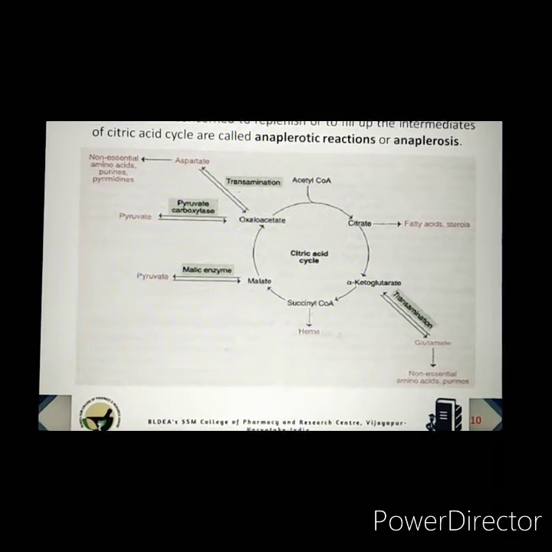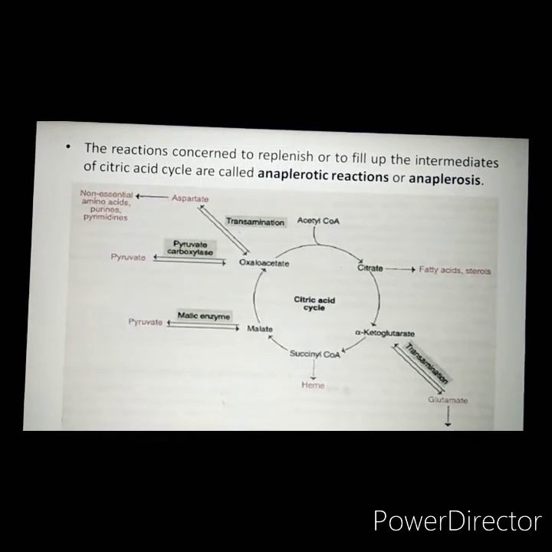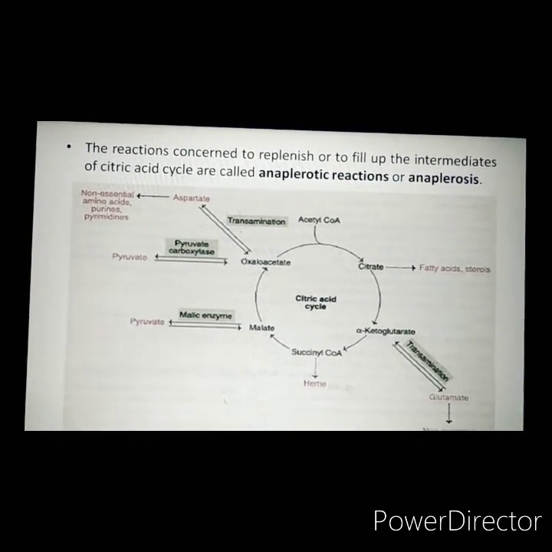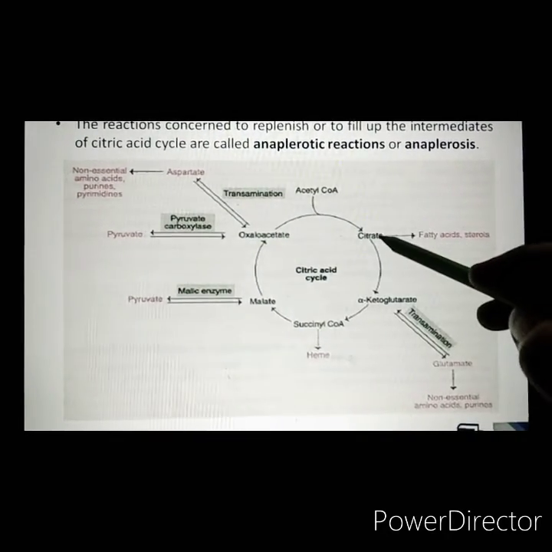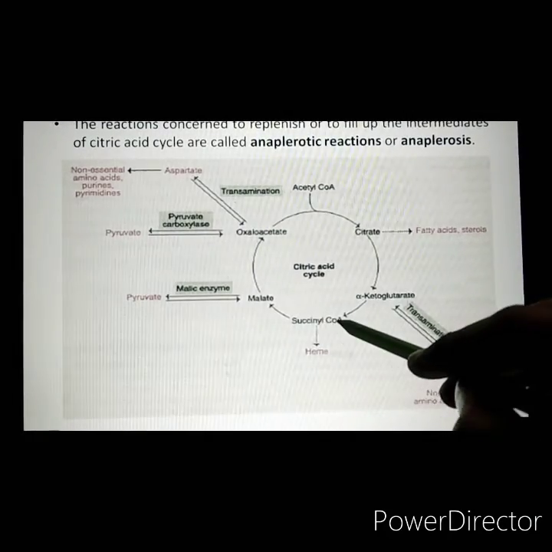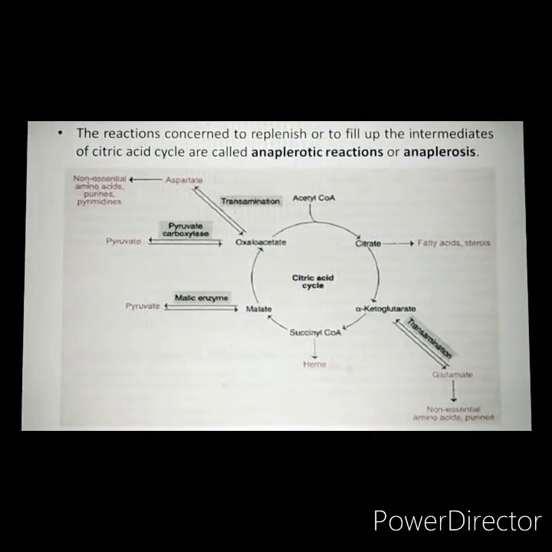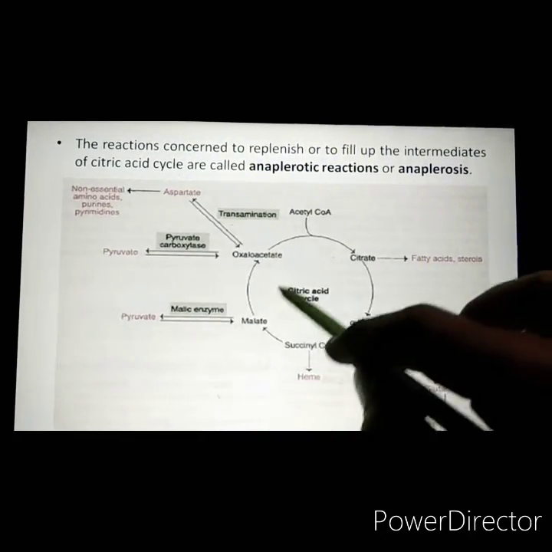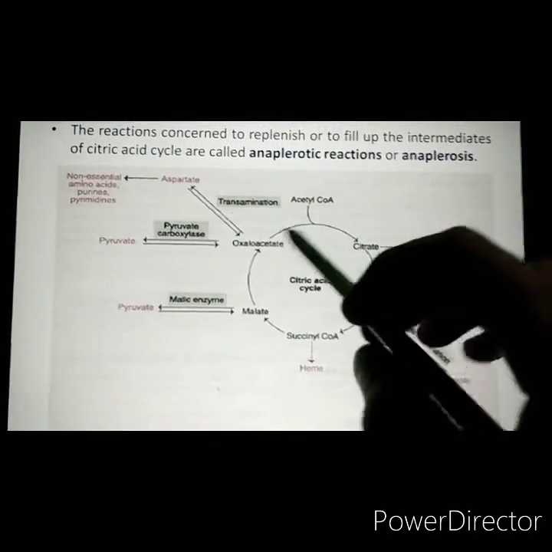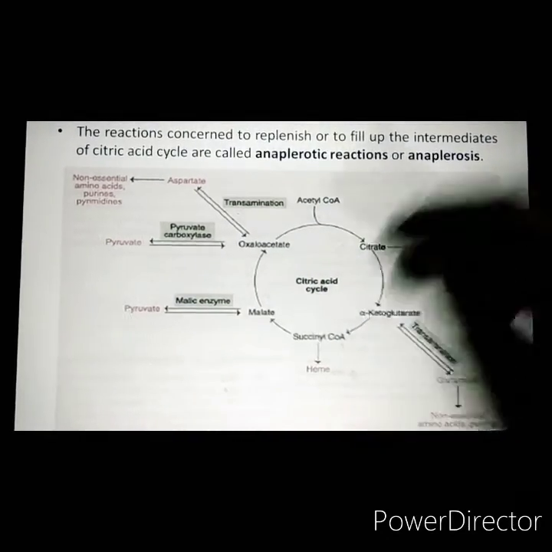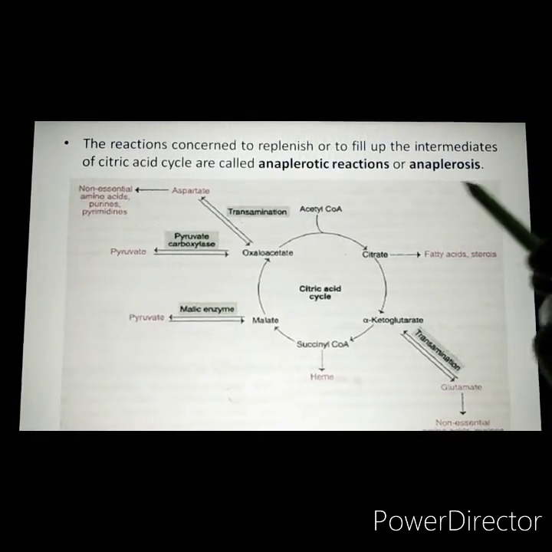Next we will see what we mean by anaplerotic reactions. These are the reactions concerned with replenishing or filling up the intermediates of the citric acid cycle. The intermediates involved are oxaloacetate, citrate, alpha ketoglutarate, succinyl CoA and malate. These important intermediates must be replenished from time to time so that the citric acid cycle takes place without any disturbance. Whatever reactions replenish these important intermediates of the TCA cycle are known as anaplerotic reactions, or anaplerosis.